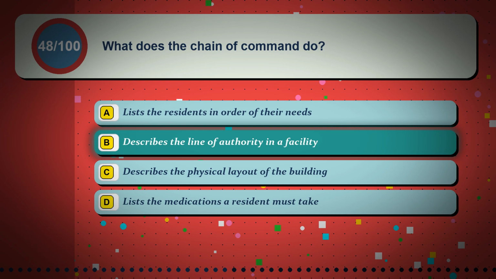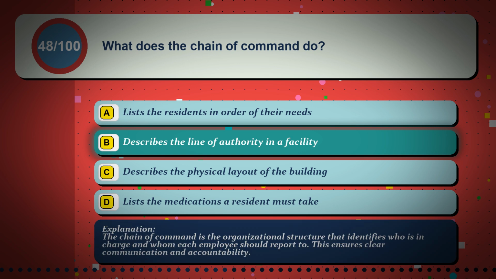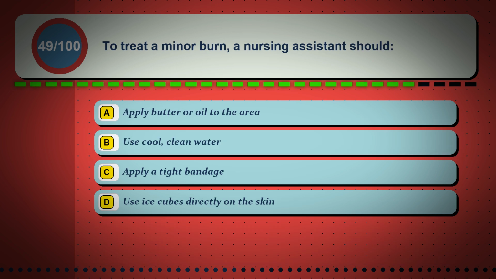The correct answer is option B. Describes the line of authority in a facility. The chain of command is the organizational structure that identifies who is in charge and whom each employee should report to. This ensures clear communication and accountability. Question 49. To treat a minor burn, a nursing assistant should: option A, apply butter or oil to the area.